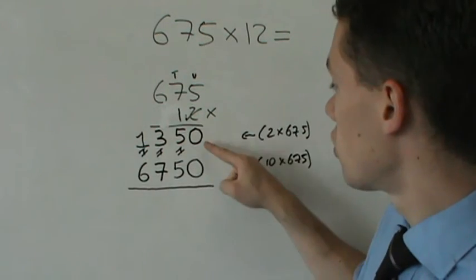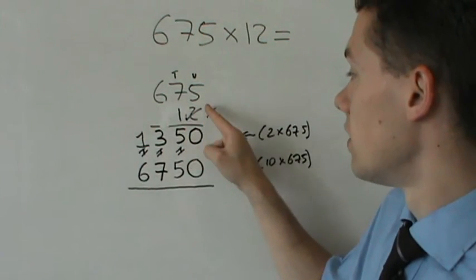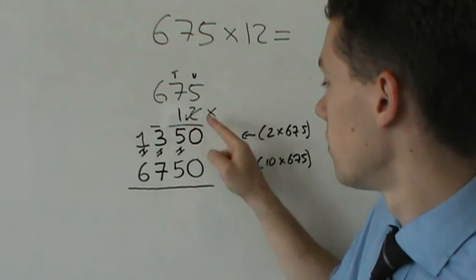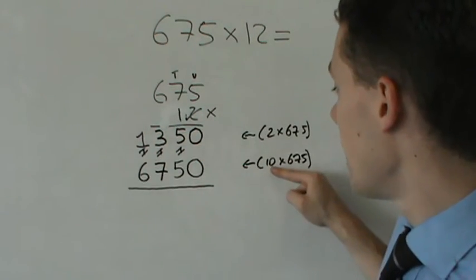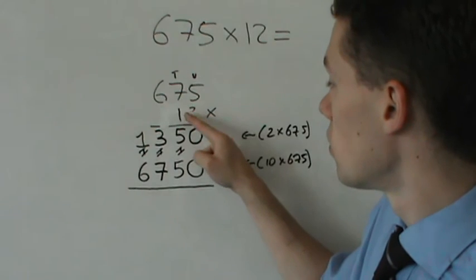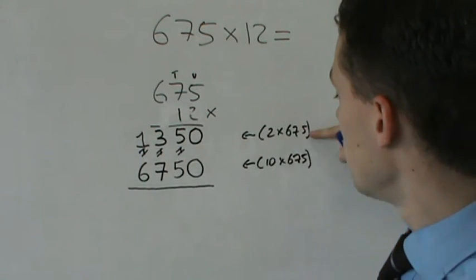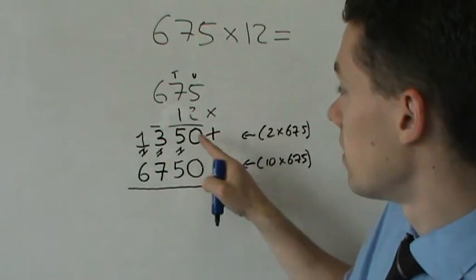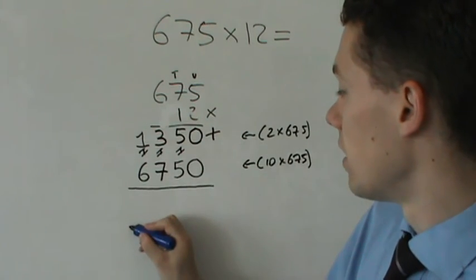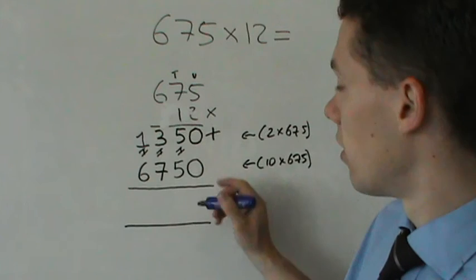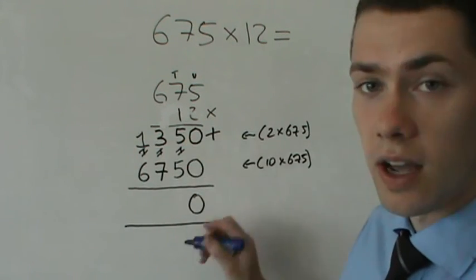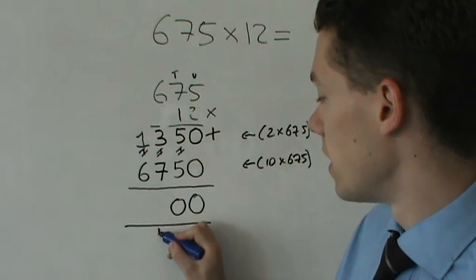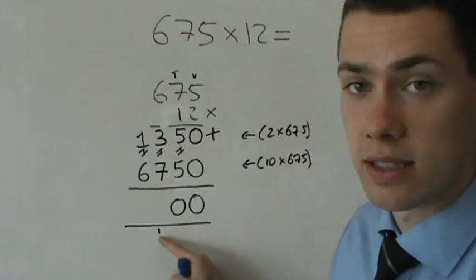Now I don't just want 2 multiplied by 675, and I don't just want 10 multiplied by 675. I want both of them together. 10 plus 2 makes 12, which is what I'm aiming for. So I'm going to now add these two together. I'm going to add my 2 lots of 675 and my 10 lots of 675 together. So we'll do this down here below. 0 plus 0 is 0. 5 plus 5 is 10. So I put my 0 for my 10 there, and I carry my 10s next door as a remainder.